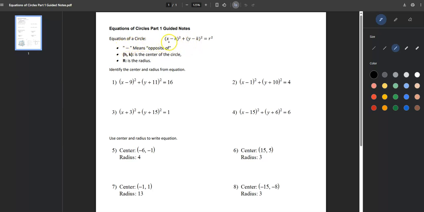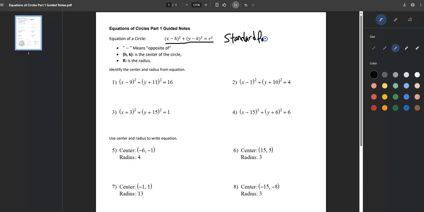Here is your standard form, where H and K is the center of your circle and R is your radius. This subtract sign is always the opposite on the inside as far as where that center is. So if that's negative, it's actually positive when you pull it out to find the center. These are important notes that you need to know. Again, this is standard form.